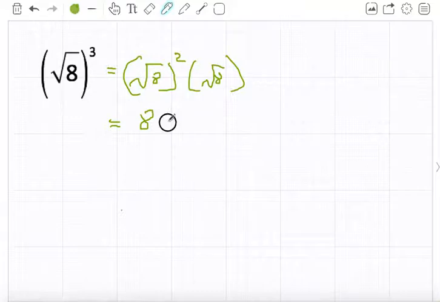Now I already know that the square root of 8, remember from the first video, is 2 root 2. So this one is 8 times 2, 16, and a root 2 left over.